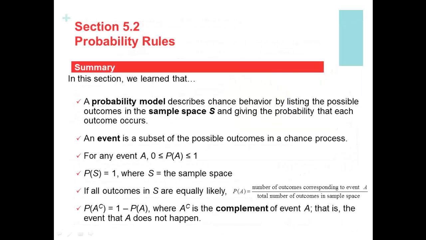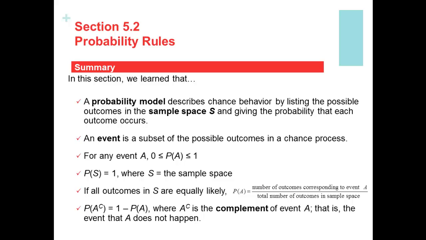Quick summary of everything in section 5.2. A probability model describes chance behavior by listing the possible outcomes in the sample space and giving the probability that each outcome would occur. An event is any subset of the possible outcomes in this chance process. Remember, for any event, the probability needs to be between 0 and 1. The probability of the entire sample space must equal 1.